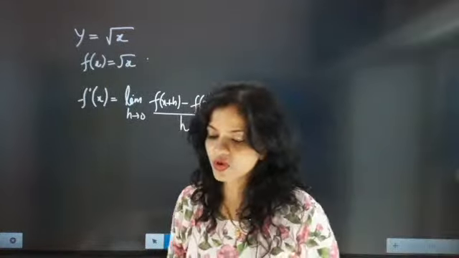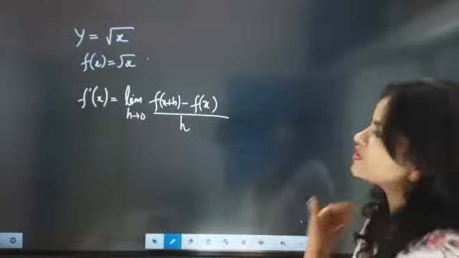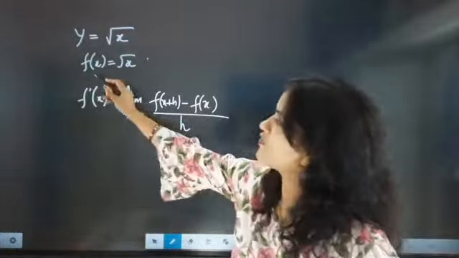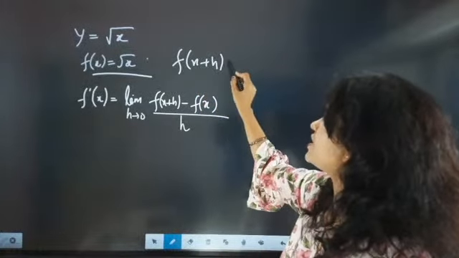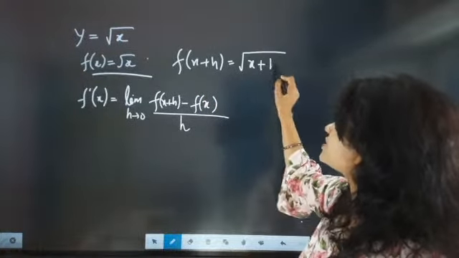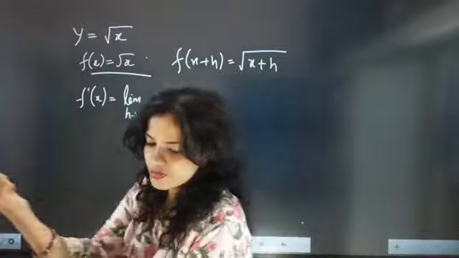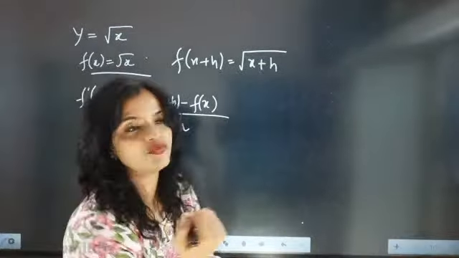Now we are going to do one small work, and that work is just to substitute. If f of x is root under x, then f of x plus h will be nothing but root under x plus h. Come on, this is the only jackpot part. After this we don't have to stop and wait for any other thing.